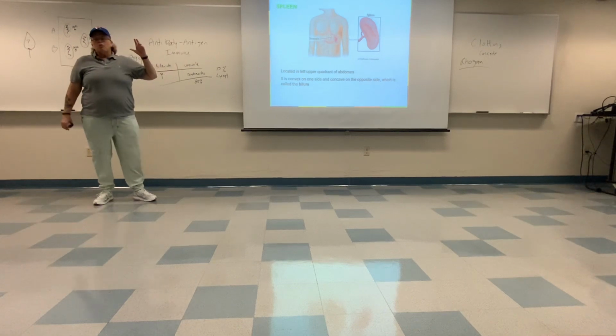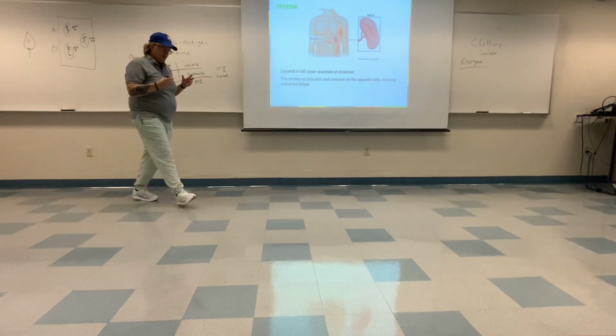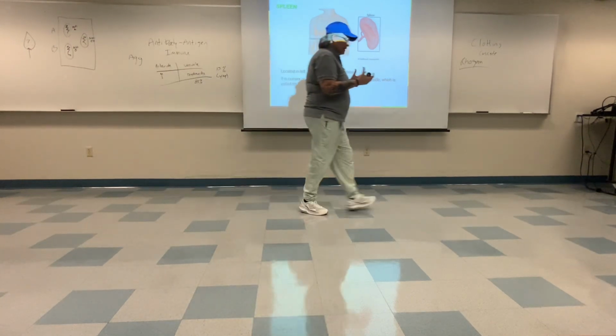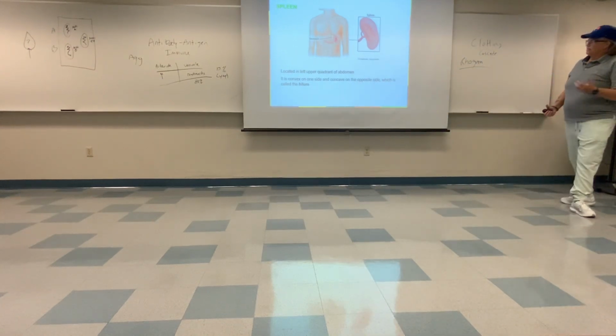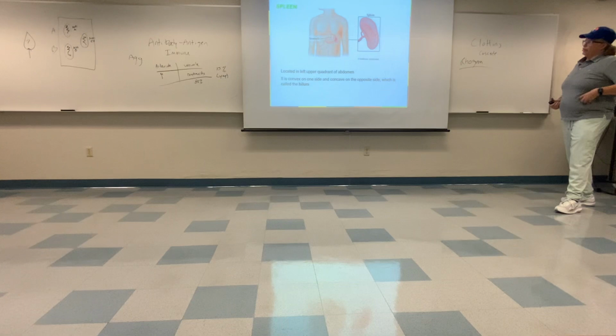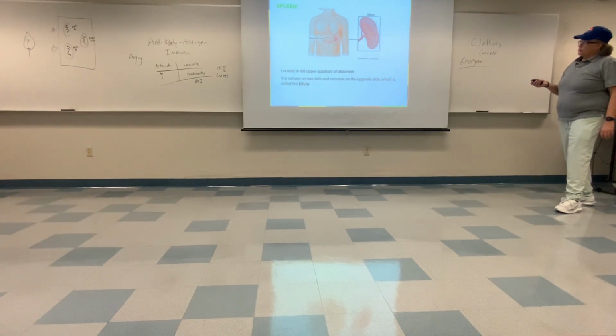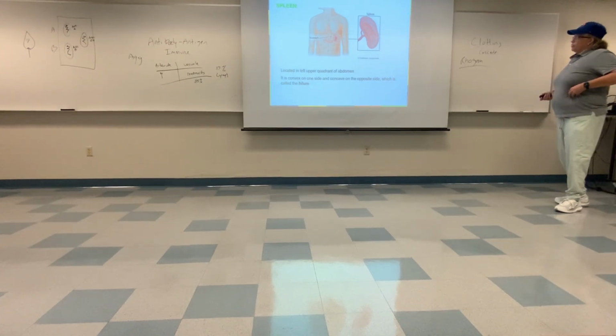You have a red aspect of the spleen and a white aspect of the spleen, and the white is for our immune system. You can see again we have this hilum. That whole idea of a hilum is going to come through all the way through the semester. It's located in the left upper quadrant.